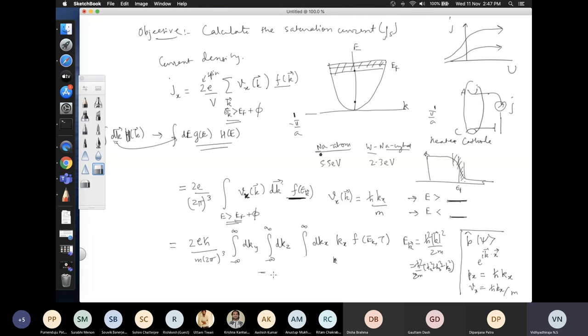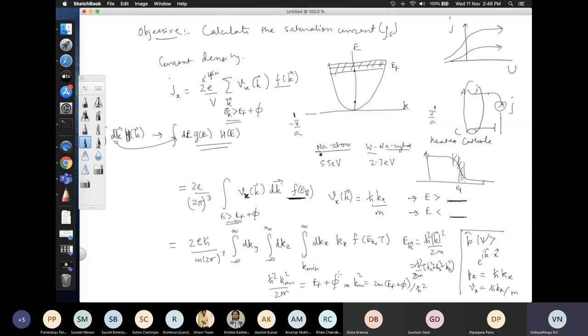So, this number has to get modified, and there has to be some k minimum. This k minimum is found by saying that ħ²k_min²/2m is equal to EF plus the work function. So in other words, k_min squared is basically 2m times (EF plus φ) divided by ħ².